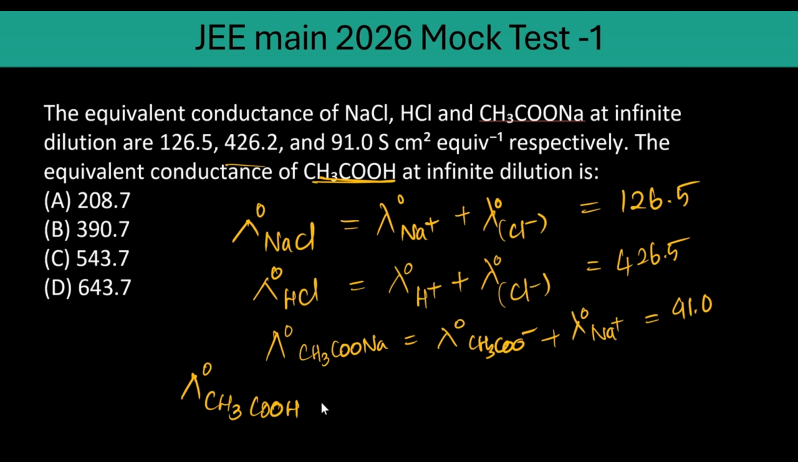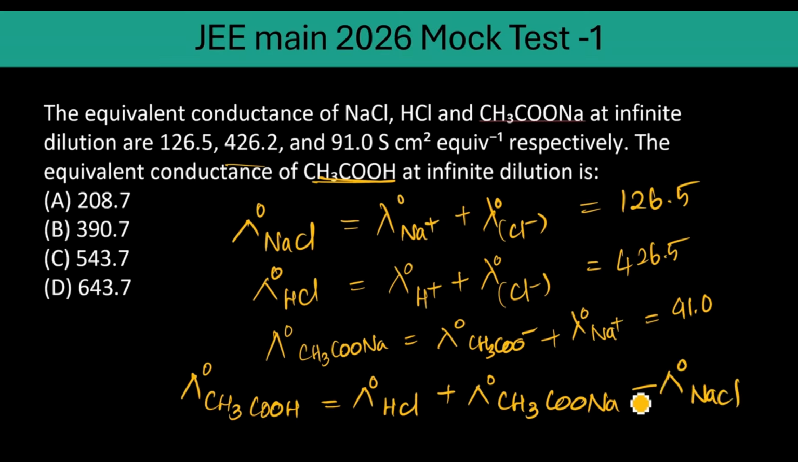Acetic acid equals HCl plus CH3COONa minus NaCl. So what will happen? The sodium and this sodium will get cancelled out, and this Cl and another Cl will get cancelled out. Remaining, what do I have? The hydrogen and acetate. Correct? So that I will get an answer. So to work on it, this is a formula. Just put the answer in the format.